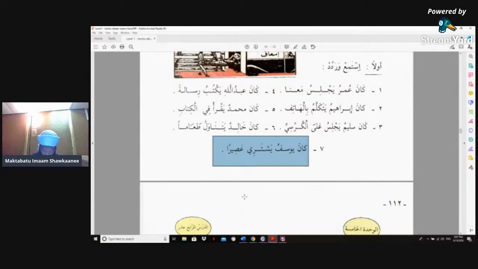Using proper names. Okay, using proper names. Each one had a proper name. Good. Whose turn? Sister Nirma. The noun following kana is marfu', okay, and the khabar ends in fatha. Okay. That's the principle. But in these sentences, they went against that.